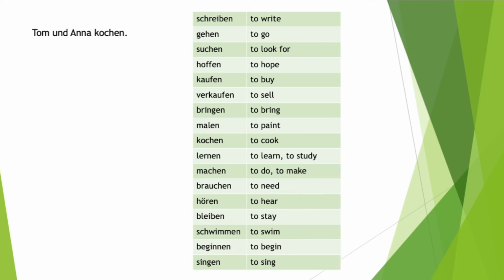Tom und Anna kochen. Und just means and. Tom and Anna are cooking. Could also mean Tom and Anna cook, or Tom and Anna are going to cook. If you add something like Tom und Anna kochen morgen, that would be Tom and Anna are cooking tomorrow, or they're going to cook tomorrow.